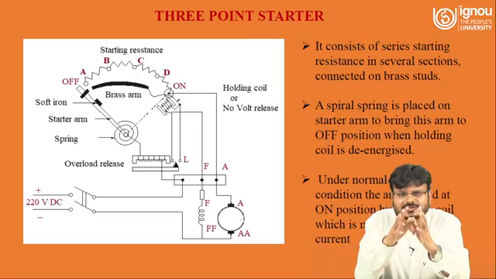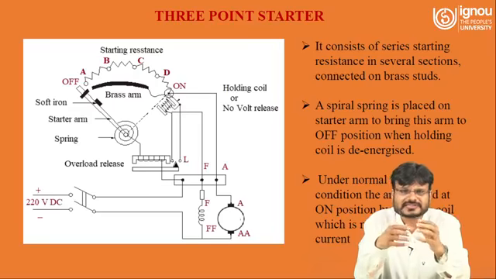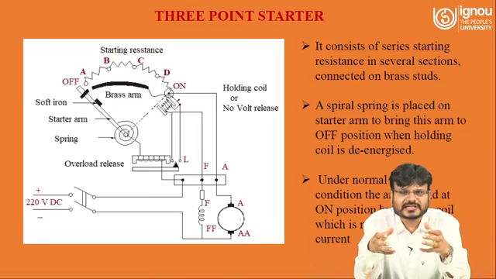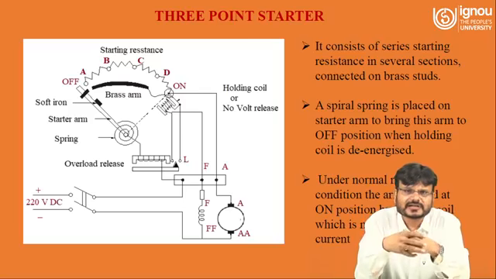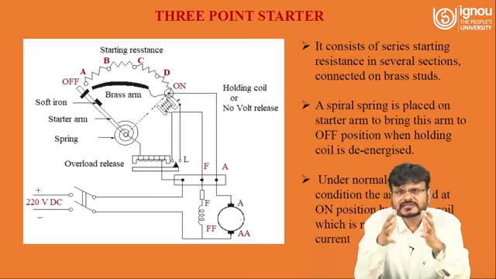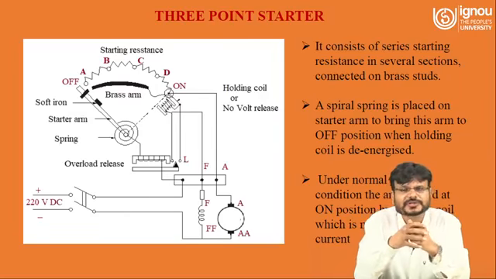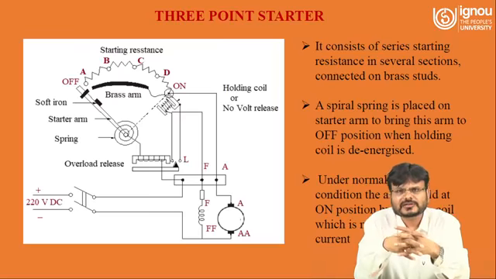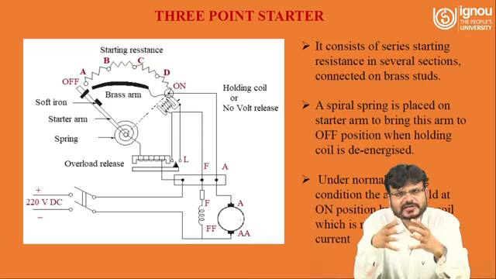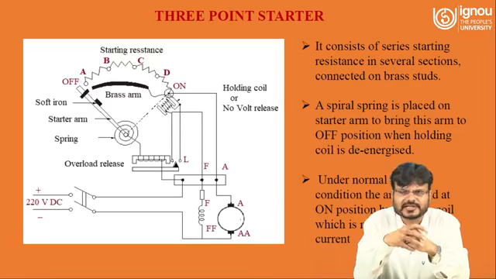Now this extra resistance is not as simple as just putting a series resistance in the armature. There are some devices that can be used to put this extra resistance in series with the armature. So what can we use? We can use a 3-point starter or a 4-point starter. For simplicity, we are going to understand the functioning of the 3-point starter.